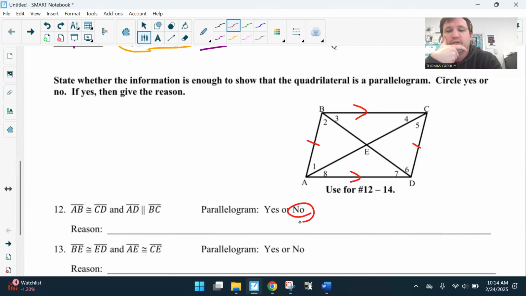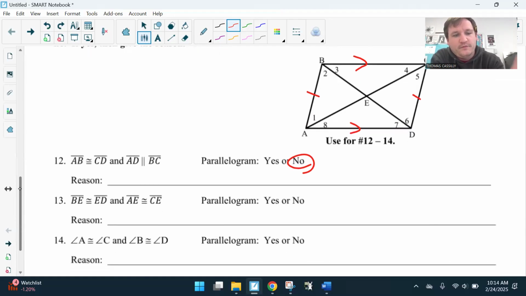So top and bottom are parallel, left and right are congruent. That is not enough. What this shape turns out to be is an isosceles trapezoid. It's only got one pair of parallel lines. I do not know that the left and the right sides are parallel. All I know is that they are congruent. So this is not enough information.